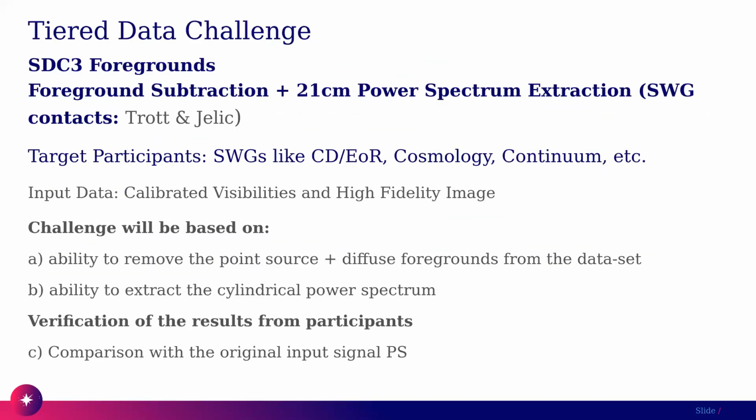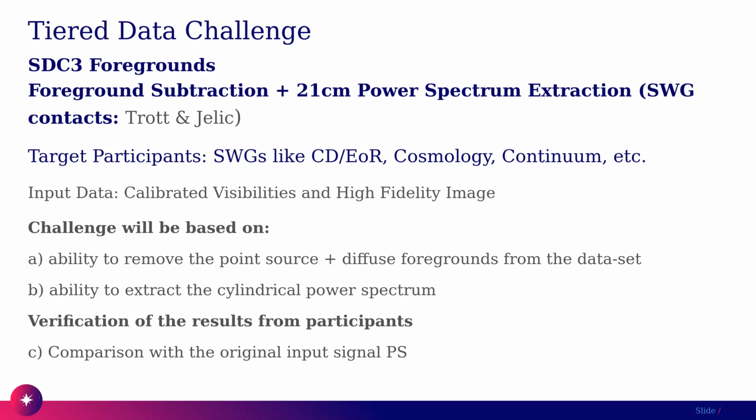This data challenge 3 is divided into two parts. One is foreground subtraction, and the other is the inference of the cosmological 21 centimeter parameters. This is for the whole year 2023. The first six months will be for the foreground subtraction challenge, for which we have already submitted a proposal, and the next challenge will start from, I think, July to December, but for now only the foreground part is active.